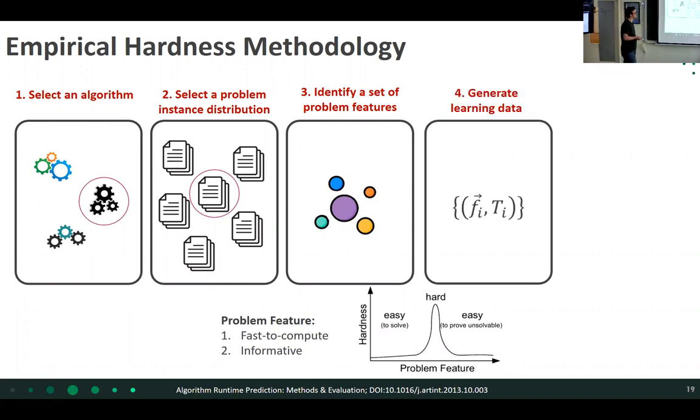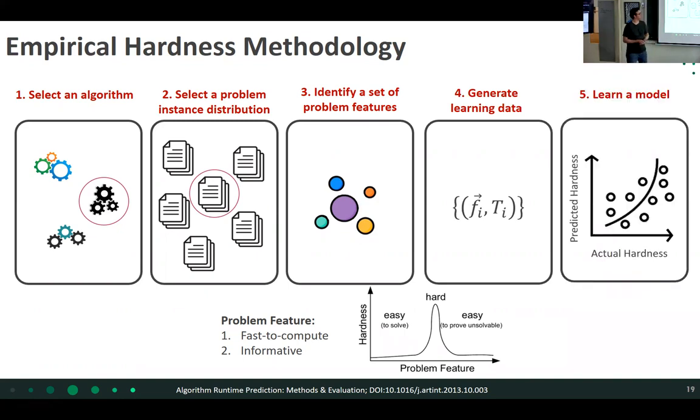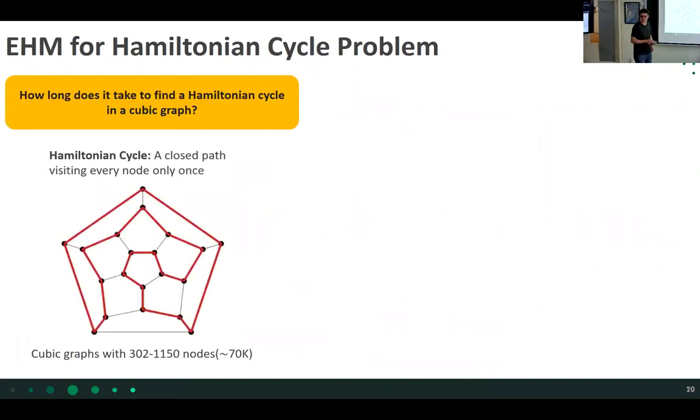You generate the data for this problem distribution that you have, and then at the last step, you learn a model which predicts the hardness of your problem. Typically, it is runtime, where you have the actual runtime of the algorithm versus the predicted runtime of the algorithm. It's empirical in the sense that you have to run the algorithm to get the empirical results and then construct a model that predicts the performance of the algorithm for new problem instances.